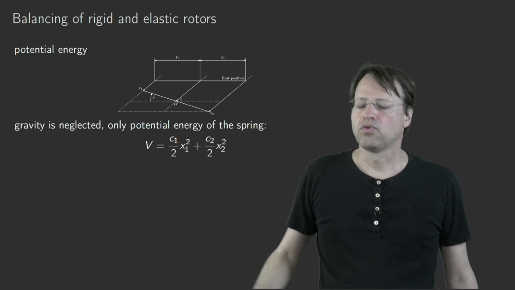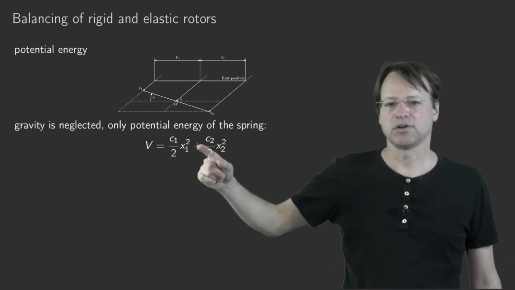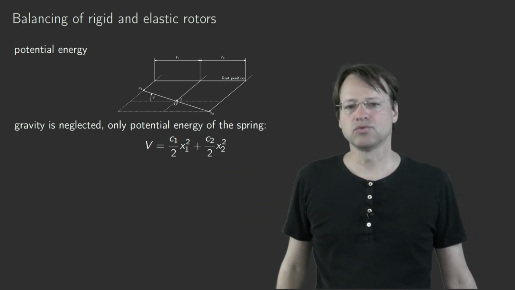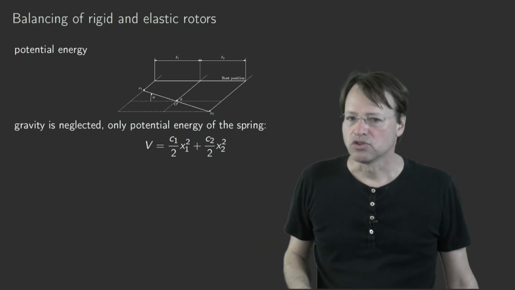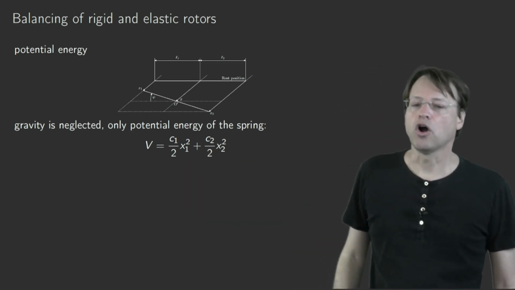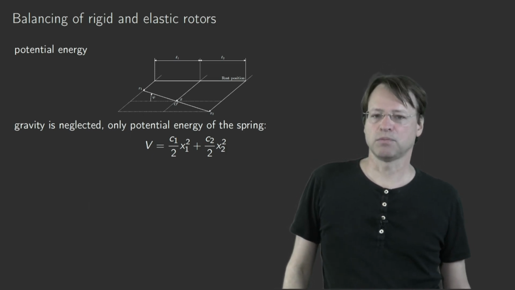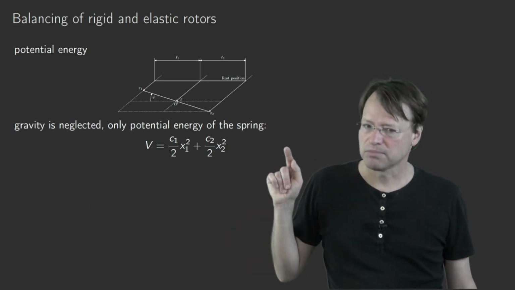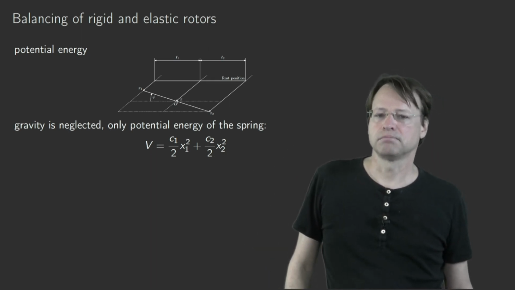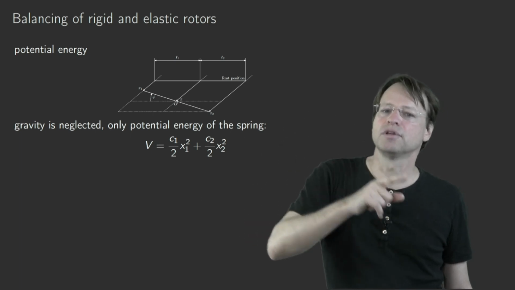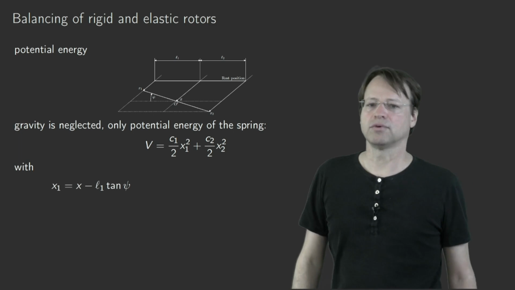So we take spring constant c sub 1 relating to bearing 1, spring constant c sub 2 relating to bearing 2, and the displacements are denoted by x sub 1 squared and x sub 2 squared. So here you have these obvious displacements, x sub 1 and x sub 2. But believe me, it's much easier to switch here to x and psi than to do the opposite for the kinetic energy. The kinetic energy is really quite involved.